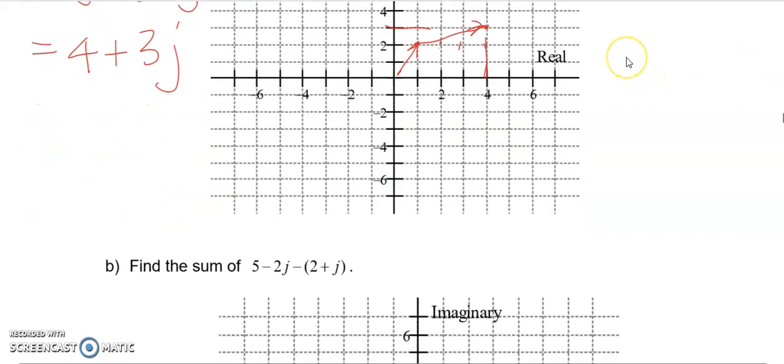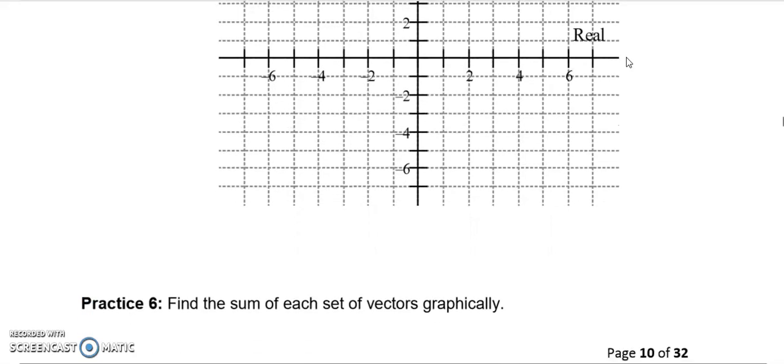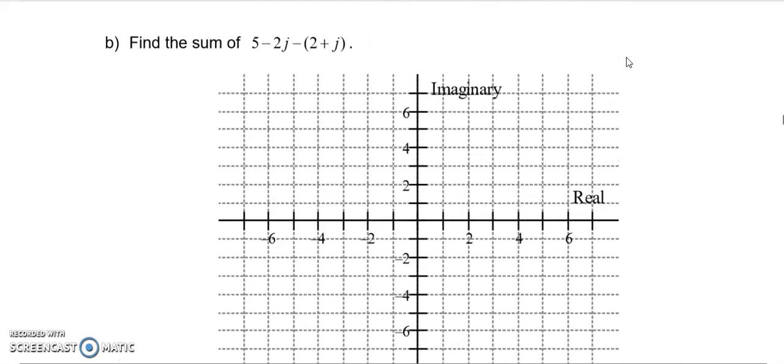All right, there's one more example I'd like to look at with you, and this is on the bottom of page 10. This is saying find the sum of, well, actually it's not a sum, is it? This is actually a difference. You can see that it's a subtraction here. Well, if you're subtracting two complex numbers and you want to use this method, you should change it to an addition.